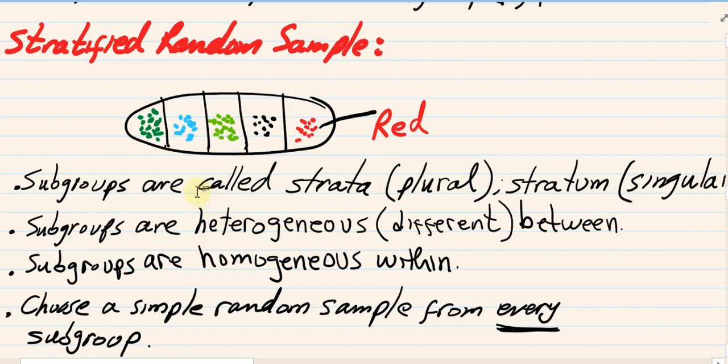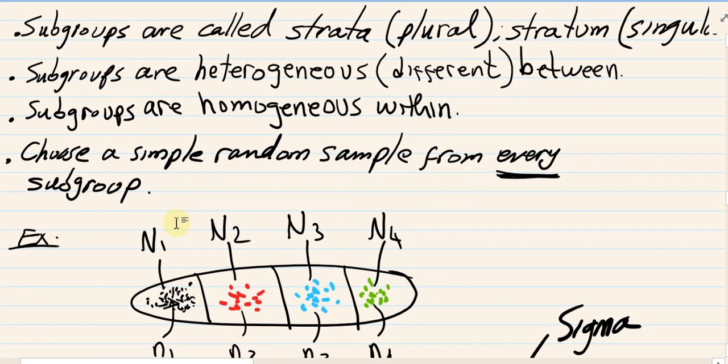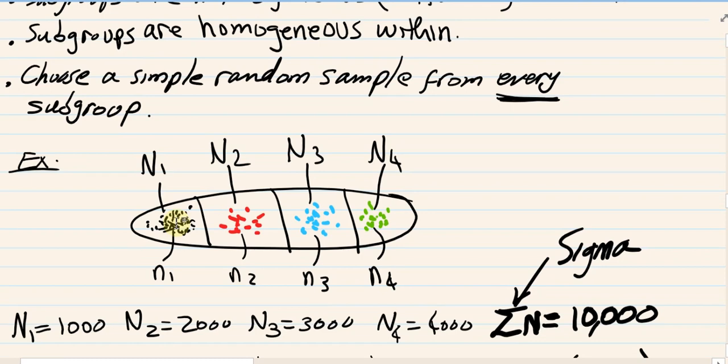So the subgroups now, within subgroups, they are homogeneous. That's what I have here. They're homogeneous, means alike, alike, alike. So here in the middle, let's say these are all the 25 to 30 or 30 to 40 years old. These are all the ones in that age category and so on. And then what we do is we choose a simple random sample from each subgroup.